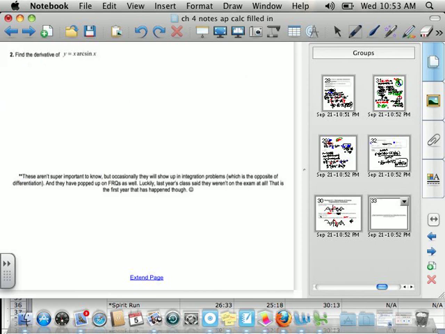Okay, number 2, find the derivative of y equals x arc sine x. Okay, so when you see arc sine, that's just the old school way of writing inverse sine, like sine to the negative 1. So if you want to see it written like that, that's fine. I think they used to do that because it's hard to type and write exponents, so they always just called it arc sine.